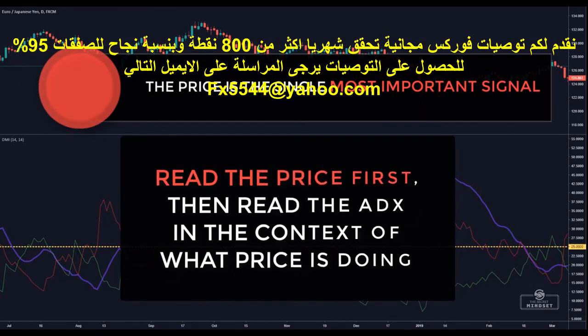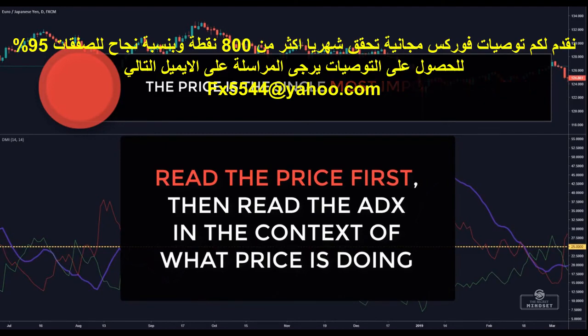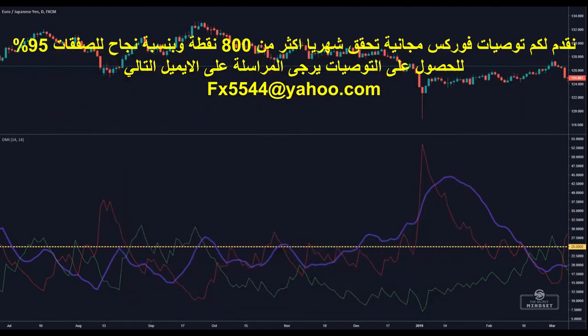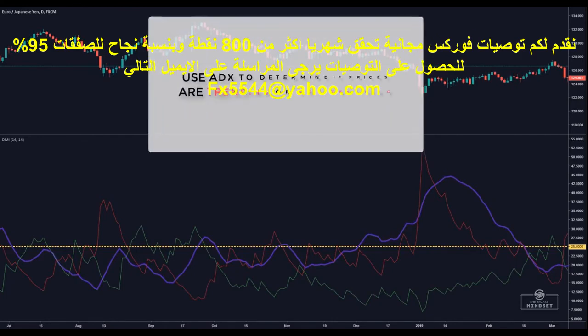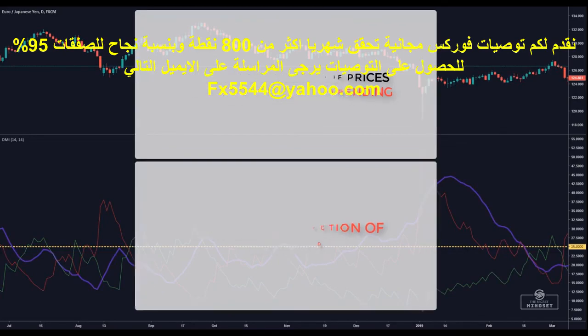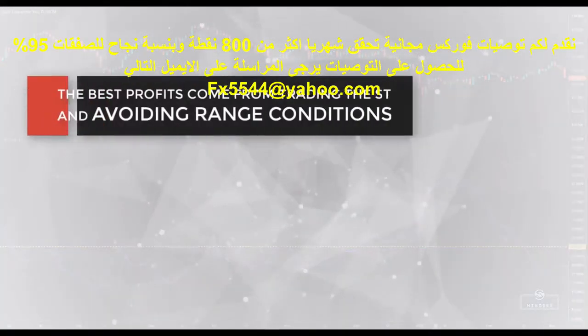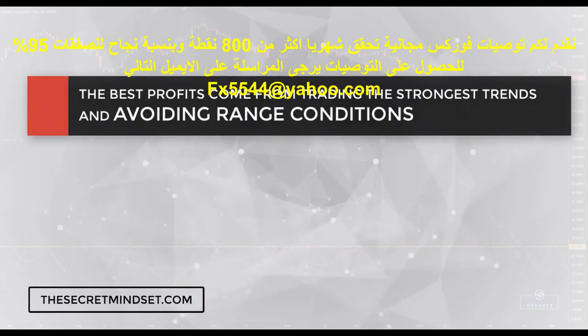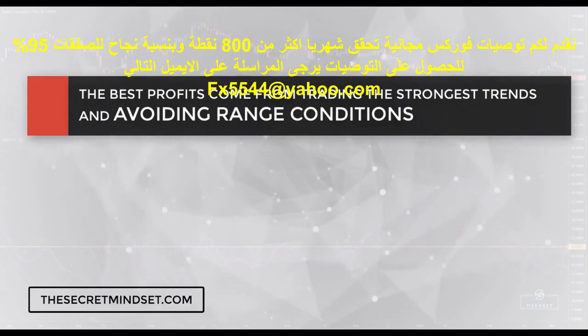Read the price first and then read the ADX in the context of what price is doing. Use ADX to determine whether the prices are trending or non-trending, and then use the trading strategy to trade in the direction of the trend. After all, the best profits come from trading the strongest trends and avoiding range conditions.